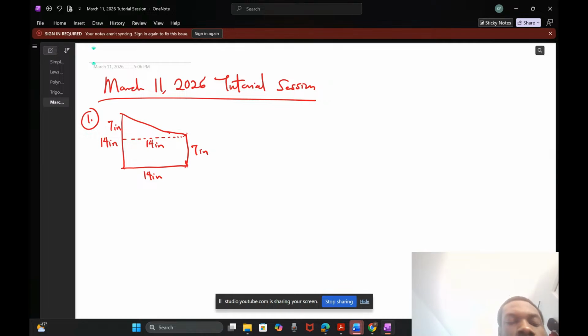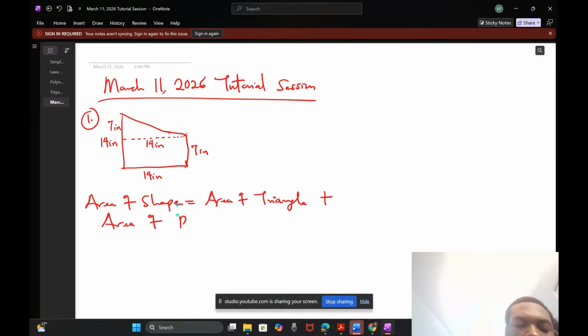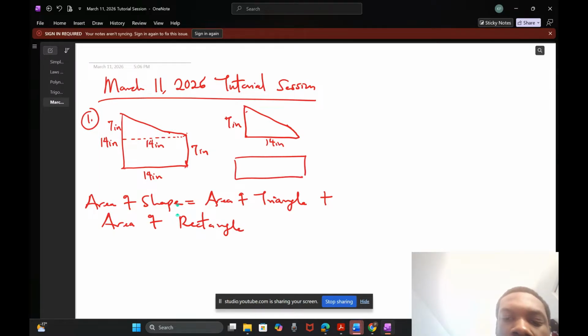So for us to get the area of this shape, the area of the shape will be equal to the area of the triangle plus the area of the rectangle. I'm going to draw it out. This is the triangle here. This side is the height, which is 7 inches. This is the base, which is 14 inches. We have a rectangle like this. This side is 7 inches. This side is also 7 inches. And the length of the top and the base is both 14 inches.